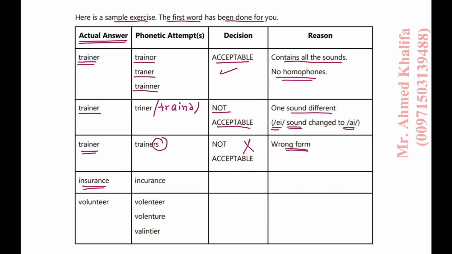Insurance. You wrote it as incurrence. This is also not acceptable, because it has a completely different sound. But volunteer, you wrote it like this, it's correct. Volunteer. This one, Valentia, is wrong. You got the point? Please don't worry about spelling mistakes as long as the word is not confused with other sounds or with other words as homophones. Hopefully you understand, okay?